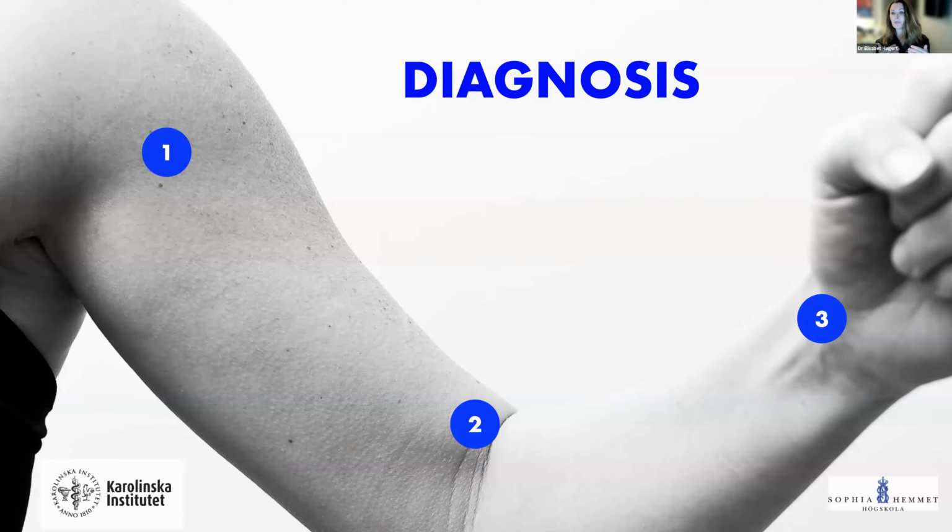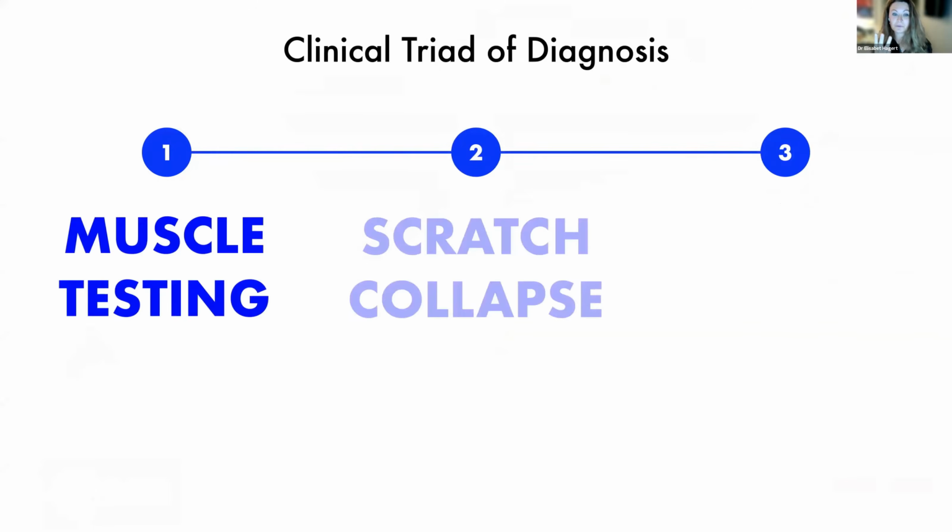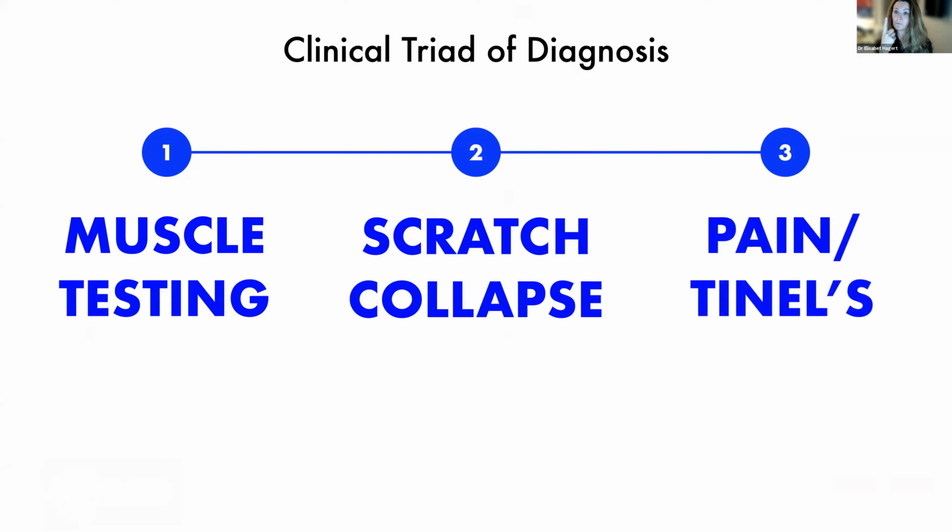So when it comes to upper extremity nerve pain or nerve examination, how do we determine the diagnosis? Well, in my practice, we use three simple triads. We use 1, muscle testing, 2, the scratch collapse, and 3, pain and/or Tinel's test at the level of entrapment.